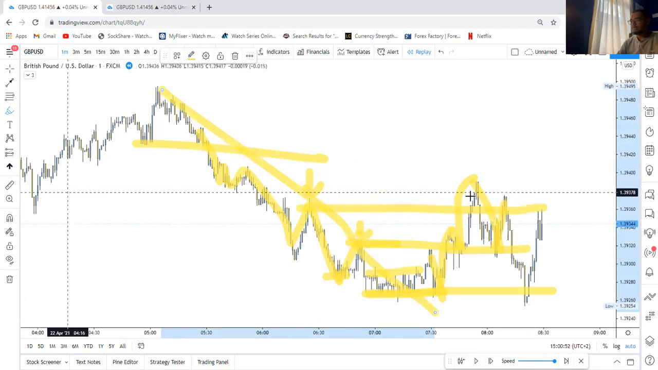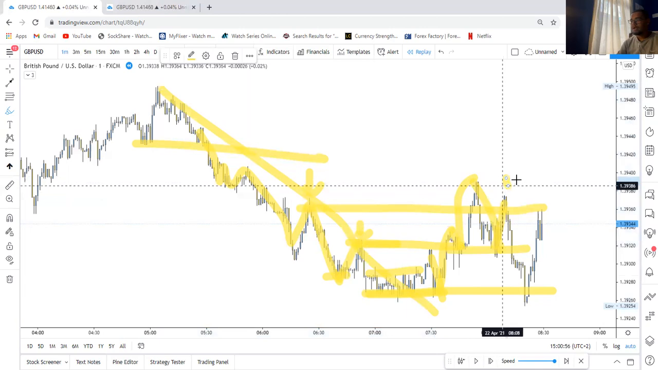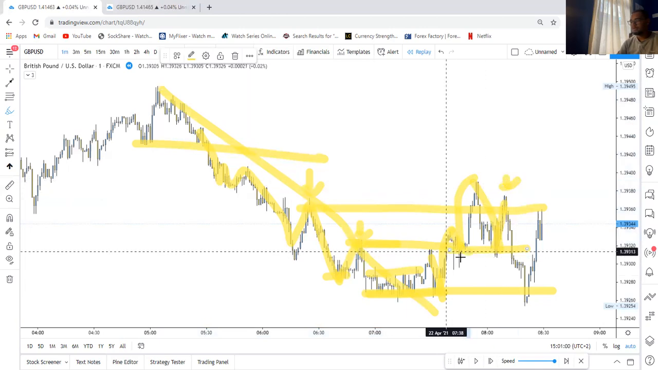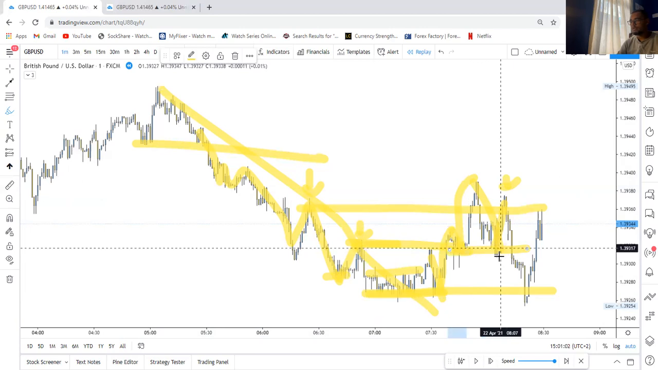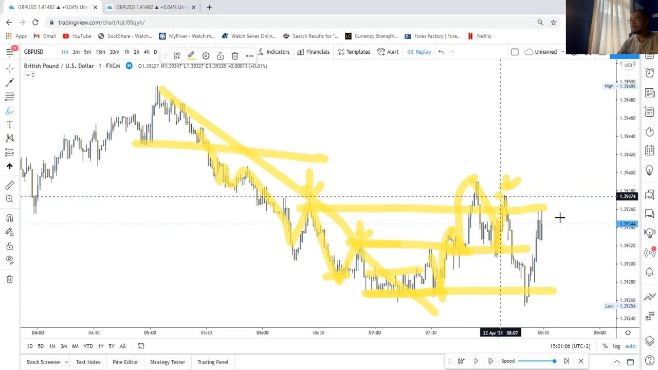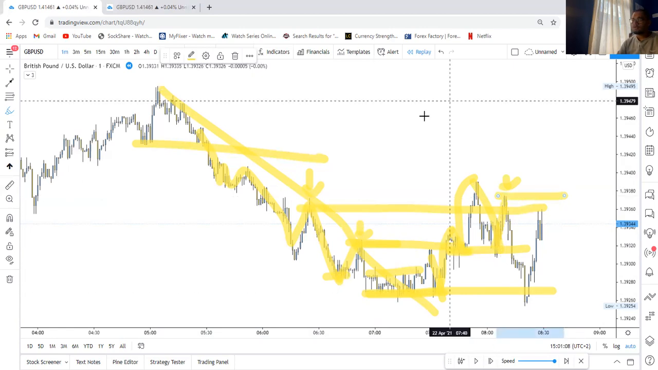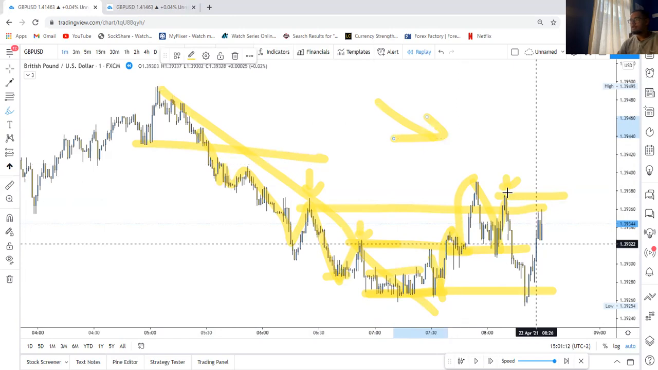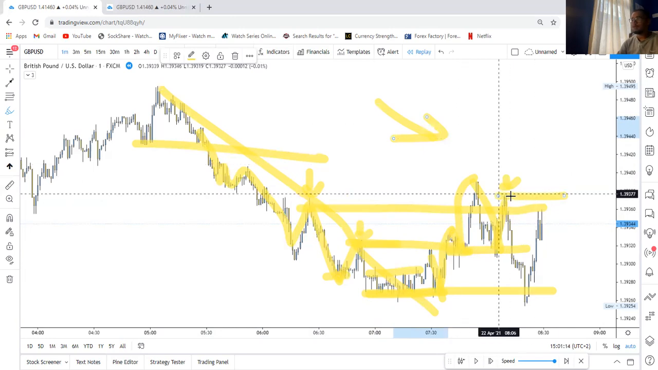What then happens is we fail to make a new high, taking out this structure that was created, pushing down. So now for me, first of all, structure is down. This right here is our high that's holding structure in a downtrend.